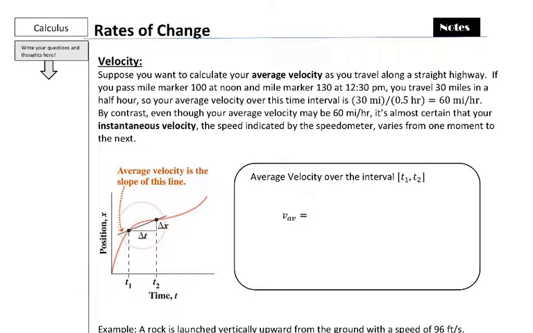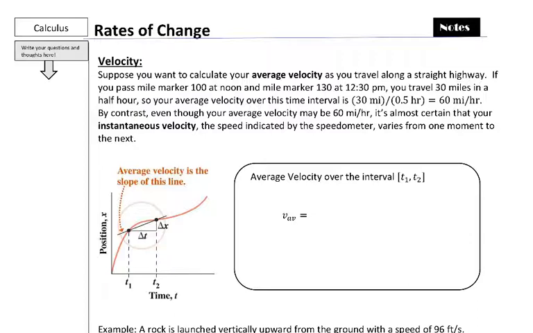So here it says, suppose you want to calculate your average velocity as you travel along a straight highway. If you pass mile marker 100 at noon and mile marker 130 at 12:30 p.m., you have traveled 30 miles in a half hour. So your average velocity over this time interval is 30 miles over 0.5, so that's the half hour, and that gives you 60 miles per hour.